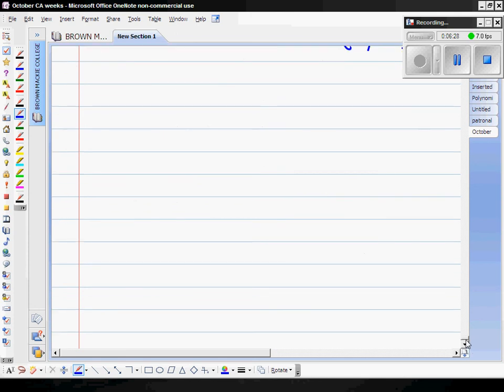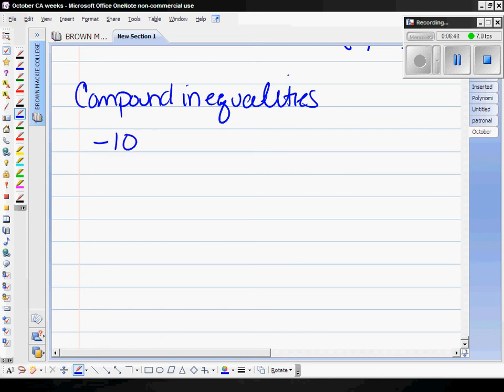So, that seems pretty simple to do. Now, for the funner stuff. Compound inequalities. So we'll start off with something maybe simple. If I have negative 10, which is less than 2x, which is less than 20.